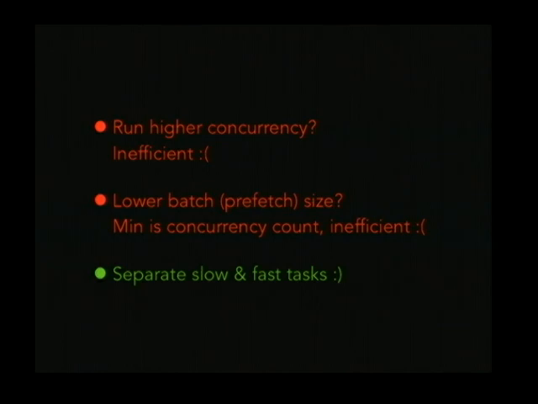We considered several options. One of them was to run higher concurrency. It's obviously really inefficient. You run up against other walls, you run out of memory, et cetera. You can lower the batch size, but again, that's also really inefficient. It doesn't really change very much. And then the thing that really worked for us was a pattern that's used in a lot of concurrent systems, which was to separate your slow and fast tasks into different workers.